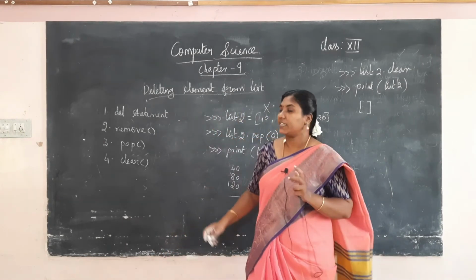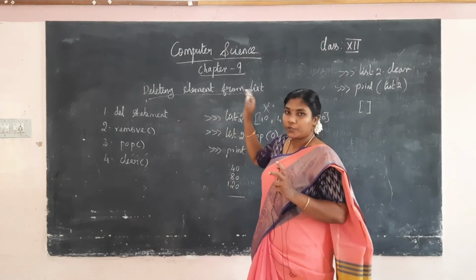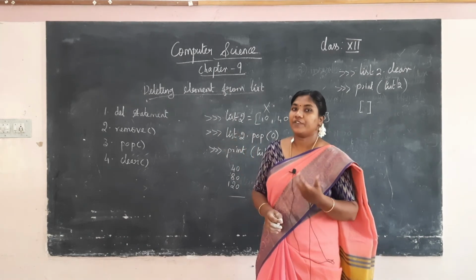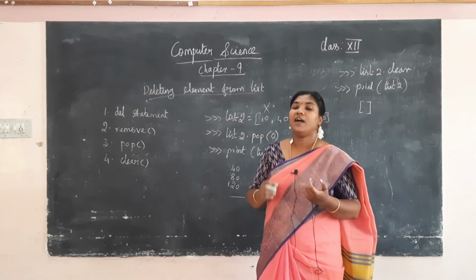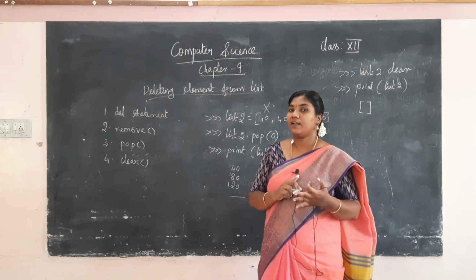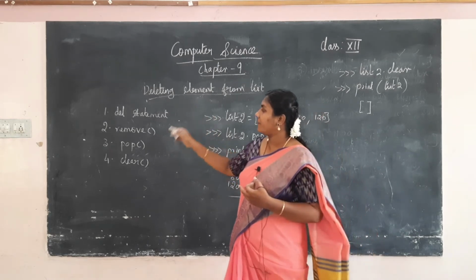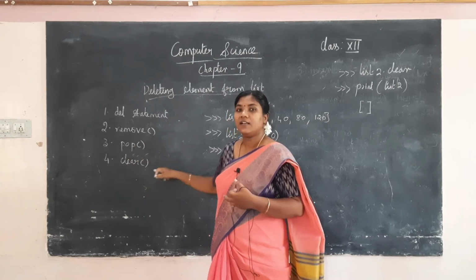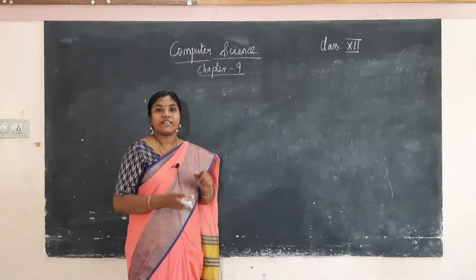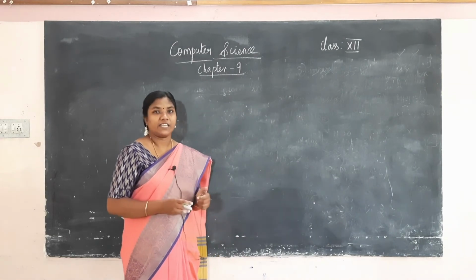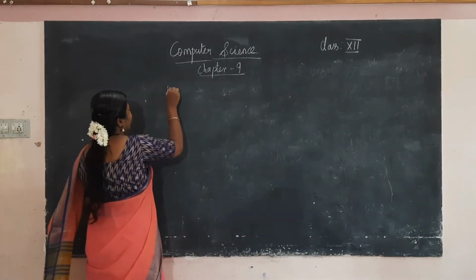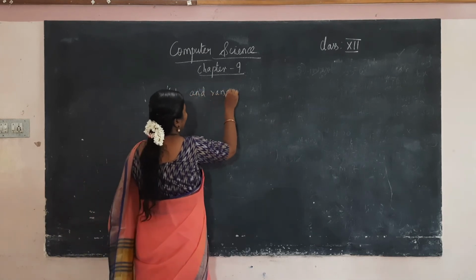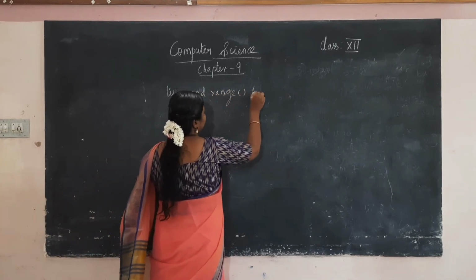So today we have seen adding elements to a list and deleting elements from the list. So for adding, we have seen append, extend and insert. And for deleting we have seen the del statement, remove function, pop function and clear function. So next we will see list and range function. So we already know about the range function that you have used in the for loop. So list and range function.